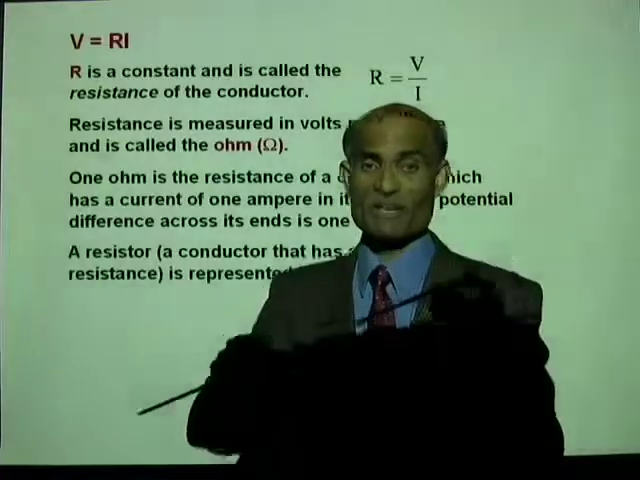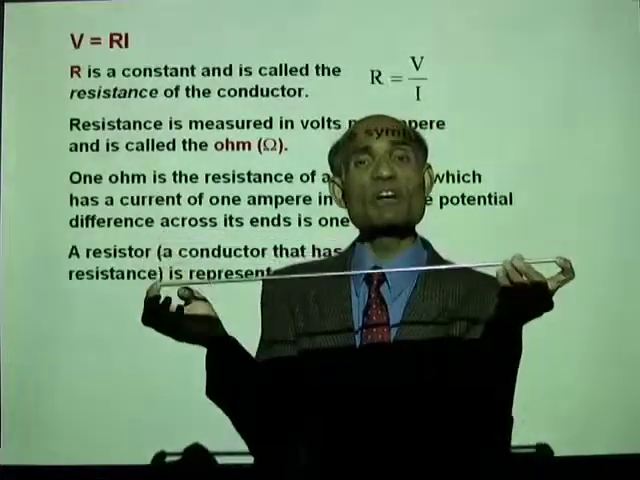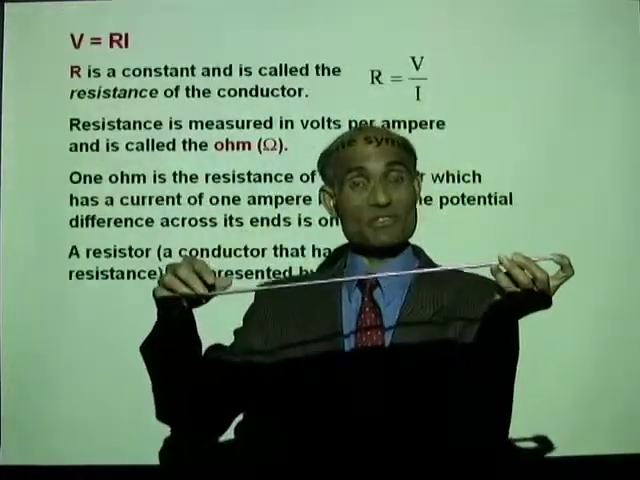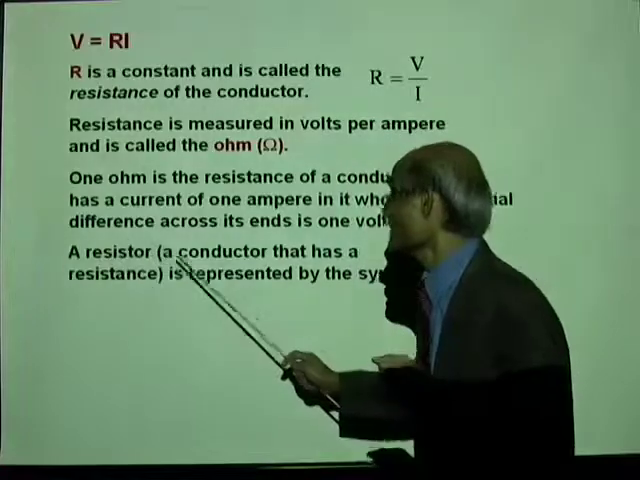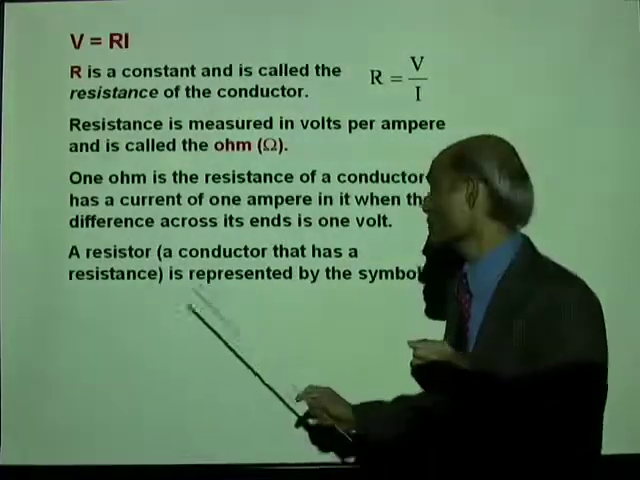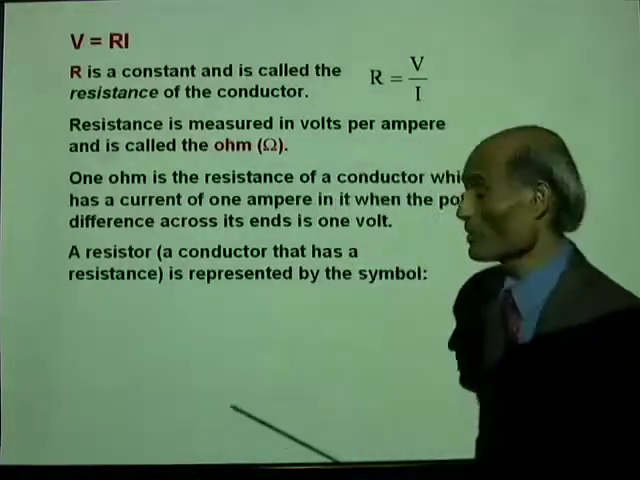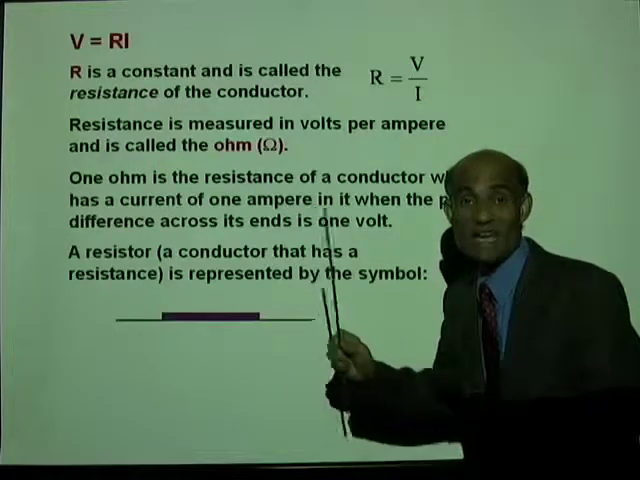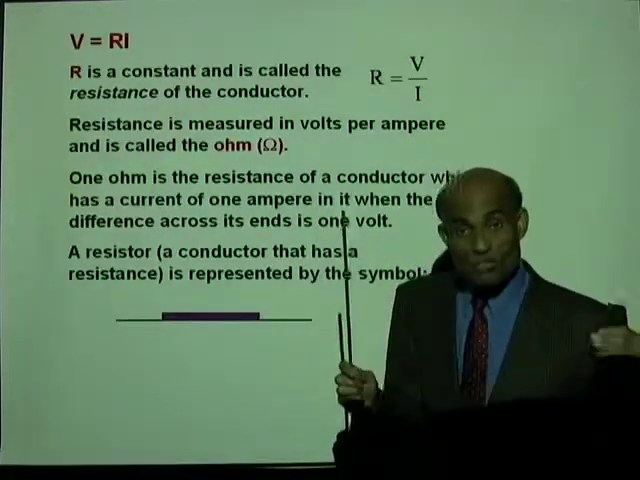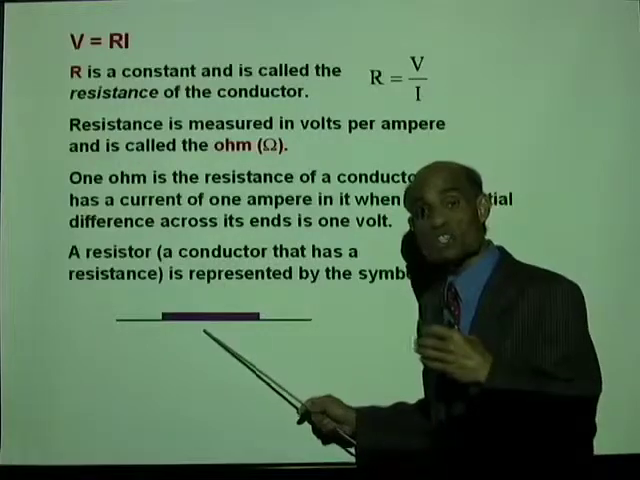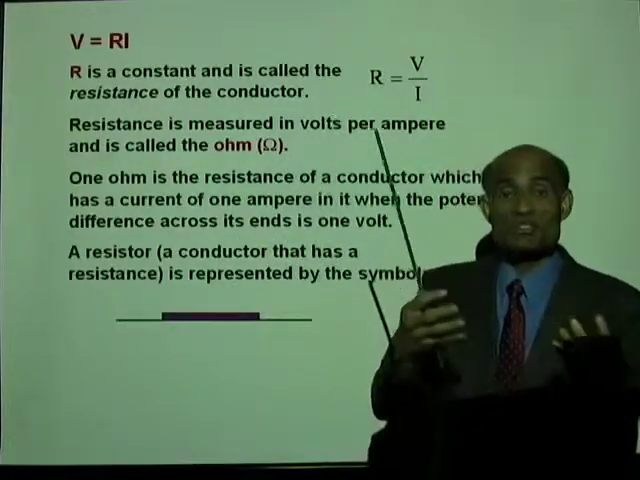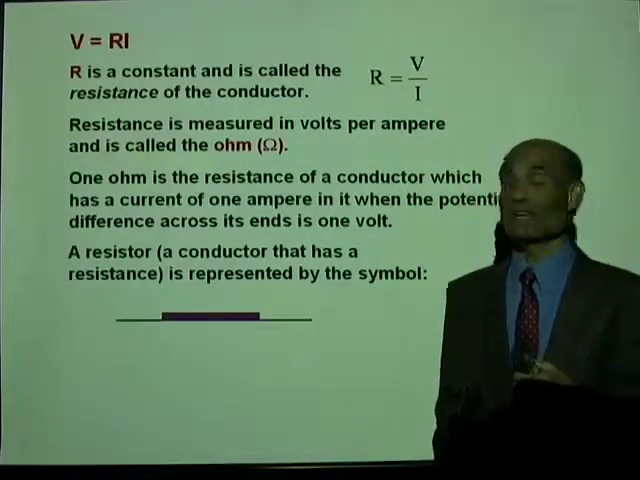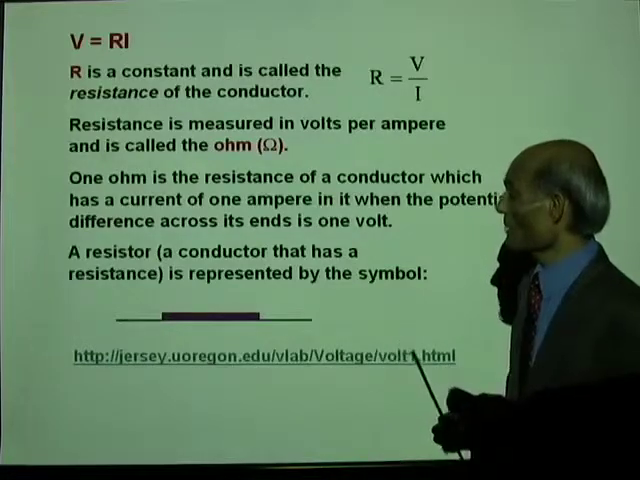And very often a conductor is referred to as a resistor, because it has a resistance. So a resistor, which is a conductor that has a resistance, is represented by the symbol. Look at the symbol we use for a resistor. Remember, this represents a conductor which carries a current. It is called a resistor because it offers a certain resistance for the flow of current. Now this is the symbol for a resistor in an electrical circuit.